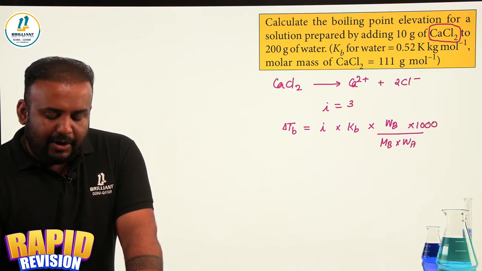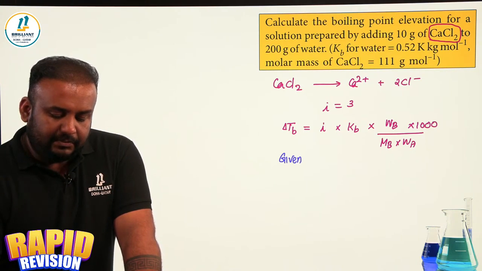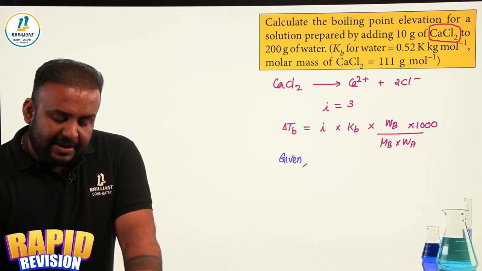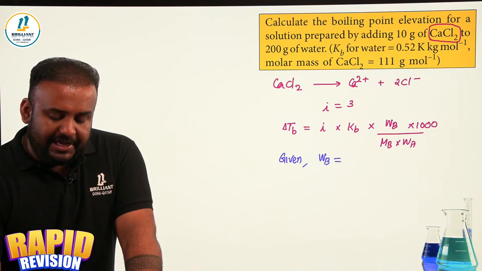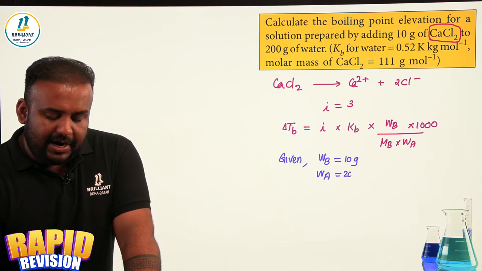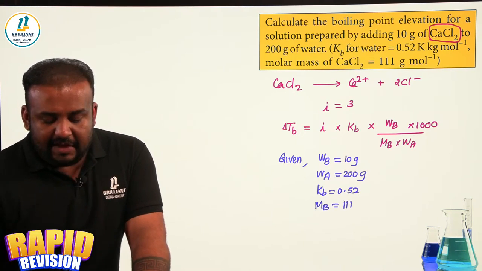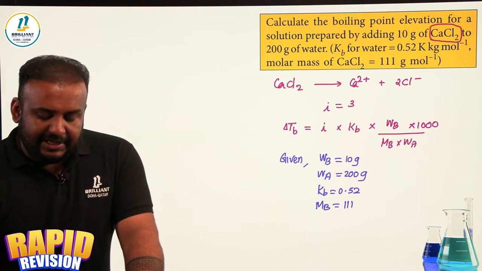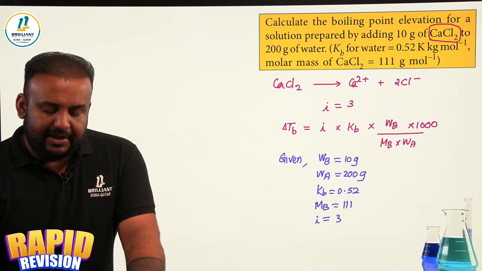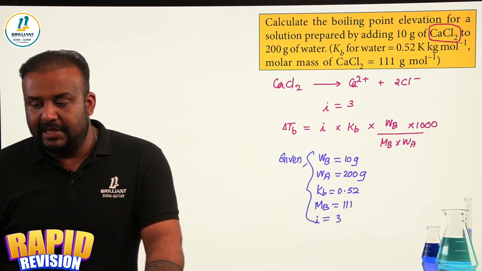Now, are all things given here? What all things are given? They said 10 gram is added, so WB is 10 gram. WA is given, 200 gram. KB is given, 0.52. Molar mass is given, 111. And i is also known to us. It is 3. So these are all known to us.